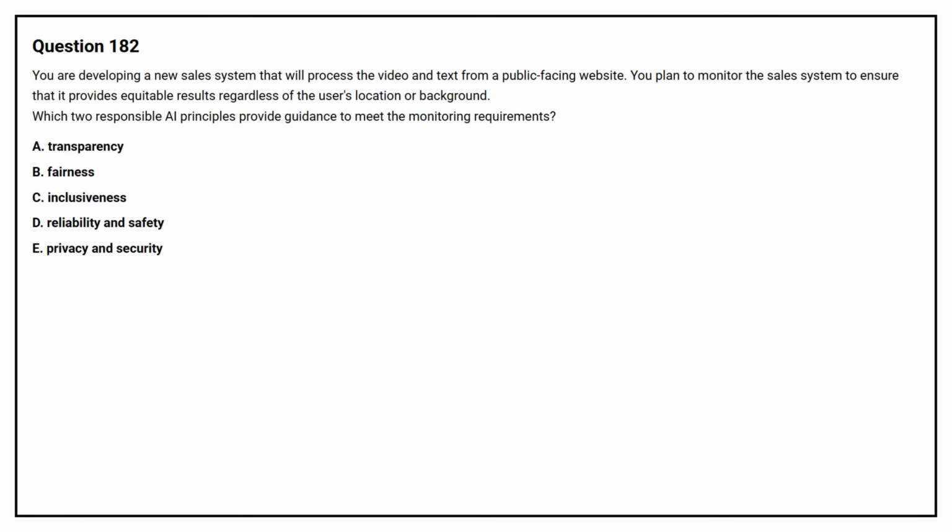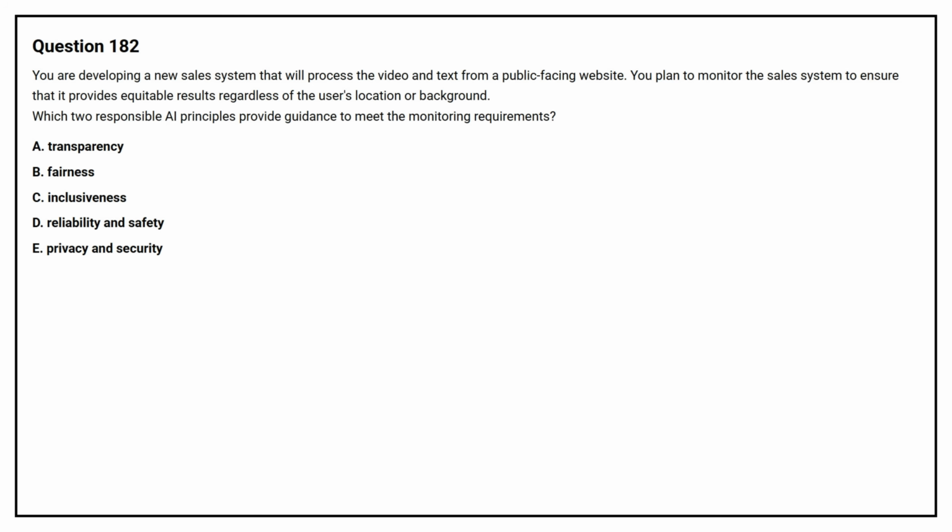Question number 182. You are developing a new sales system that will process the video and text from a public-facing website. You plan to monitor the sales system to ensure that it provides equitable results regardless of the user's location or background. Which two responsible AI principles provide guidance to meet the monitoring requirements?